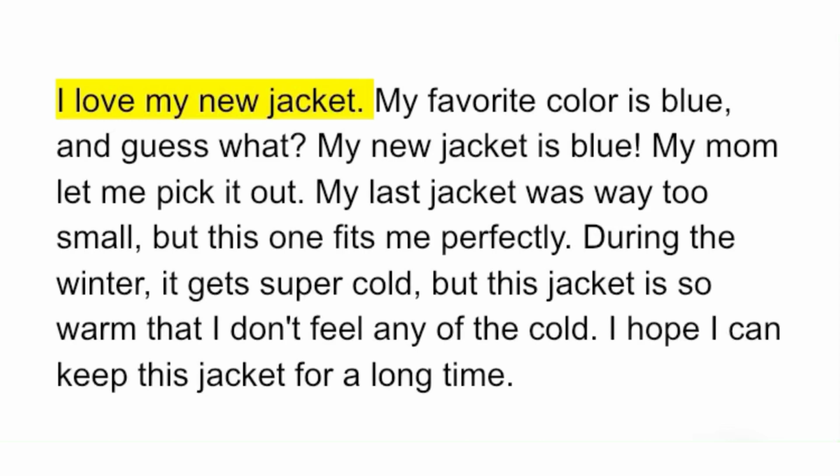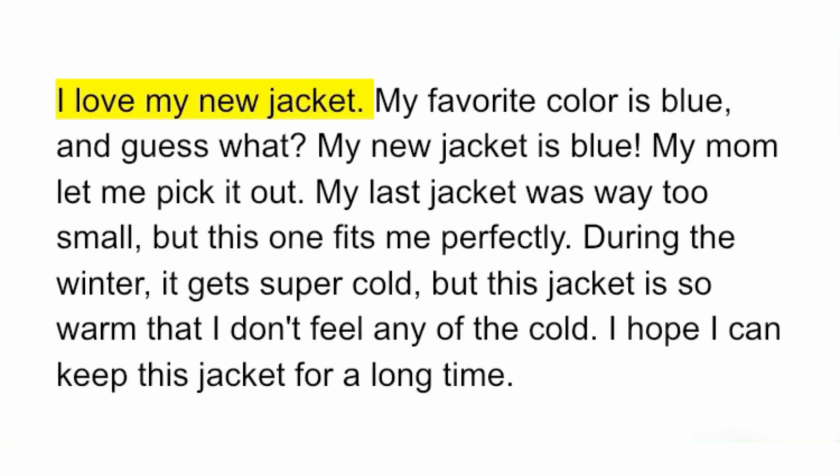If we look at the beginning of this example, we see that the topic was highlighted already. I love my new jacket. So we know that we are looking for details that talk about this new jacket. So let's read the next sentence to see if we can make that into one of the details that help support the fact that this person likes their new jacket.